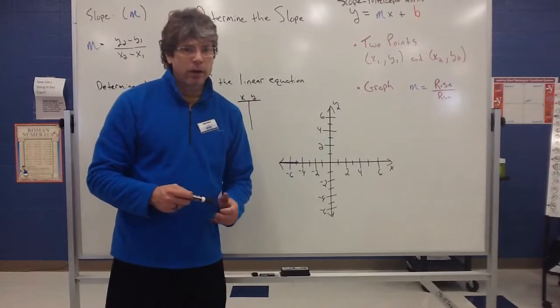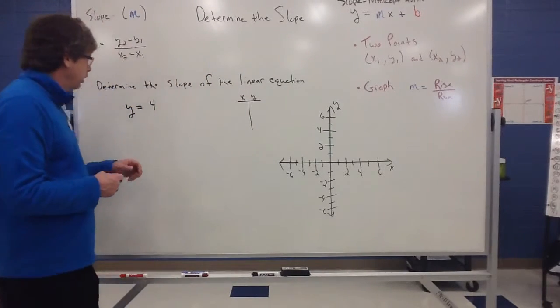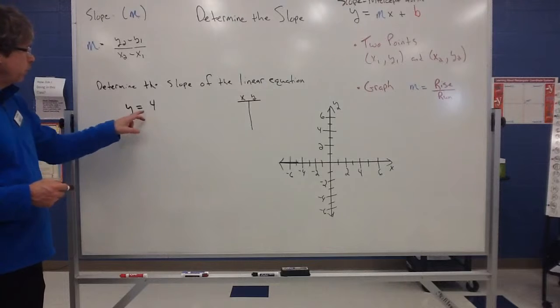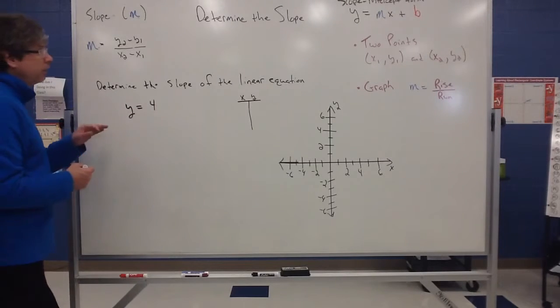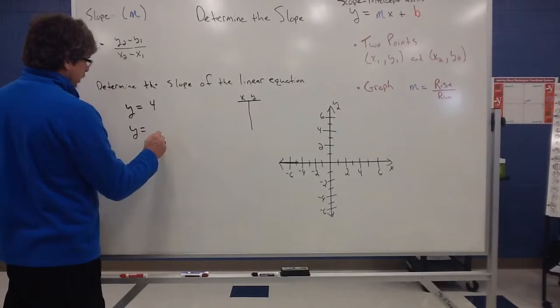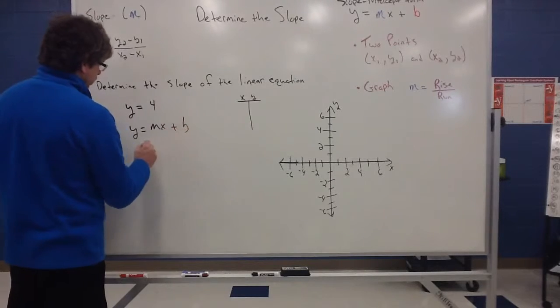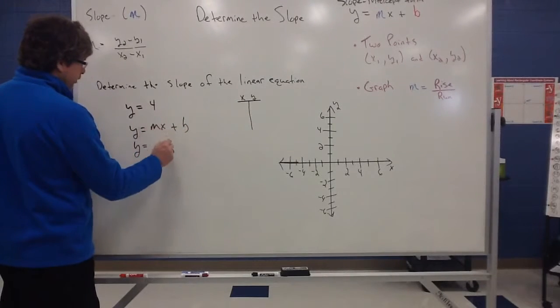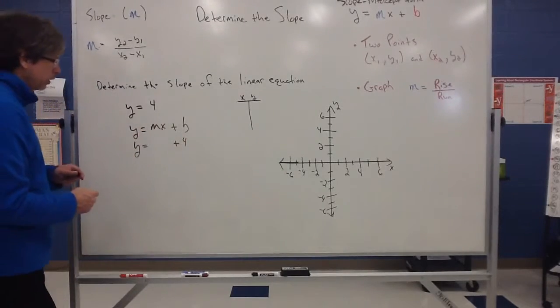So good afternoon. I'm going to do a few more examples determining slope. This equation is y equals 4. So notice that it is solved for y. So I have this y equals mx plus b concept. Notice that the 4 is really the constant. There's really no x term in the problem.